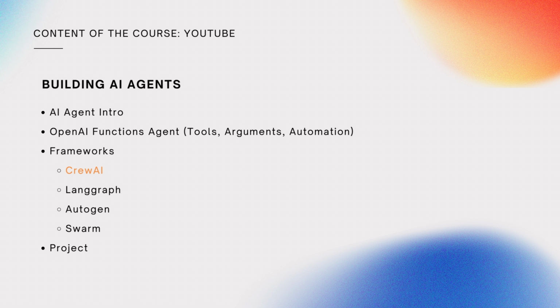It gives you tools, it gives you an orchestration layer, it gives you anything you need to actually work with AI agents. And Crew AI is the simplest way to build AI agents, in my opinion. And that's the reason why we are starting with Crew AI.